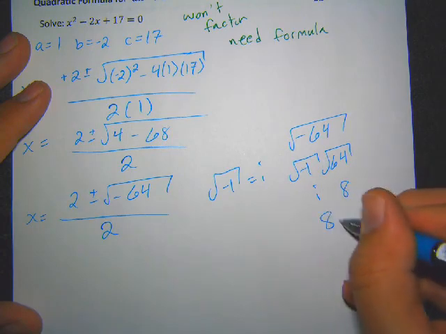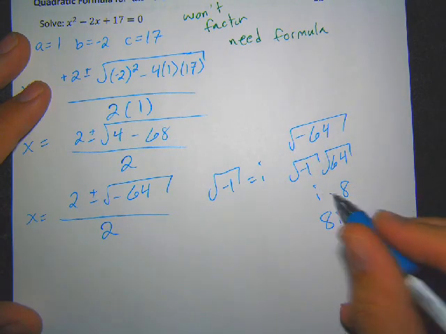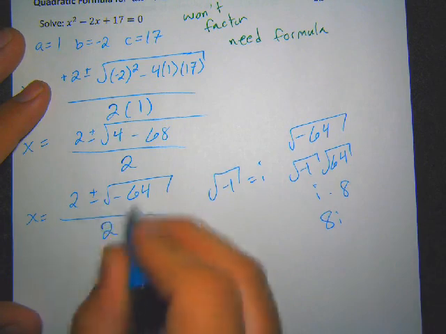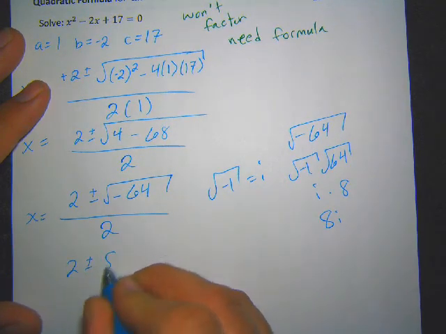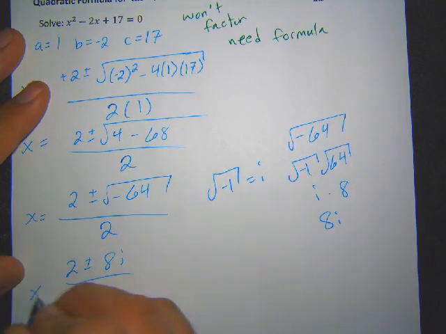So this is 8i, right? 8 times i, I just like to put the i back. So this actually turns into 2 plus or minus 8i over 2.